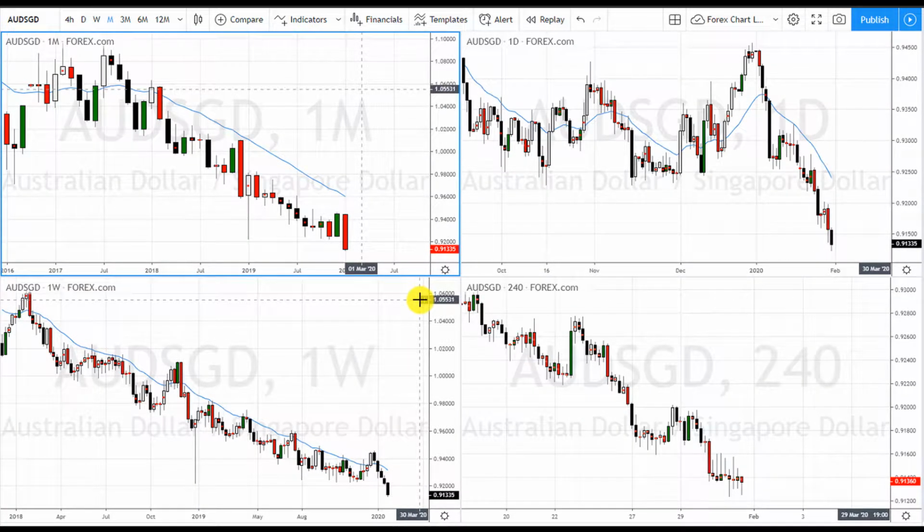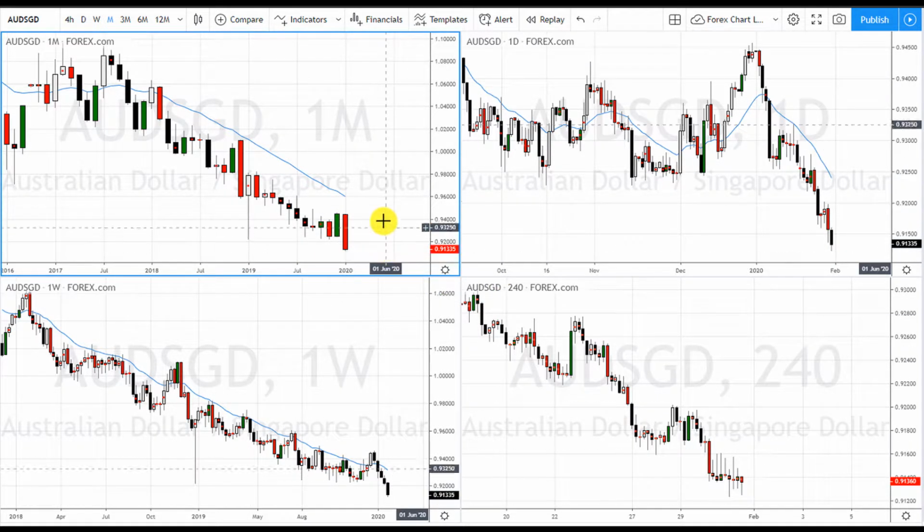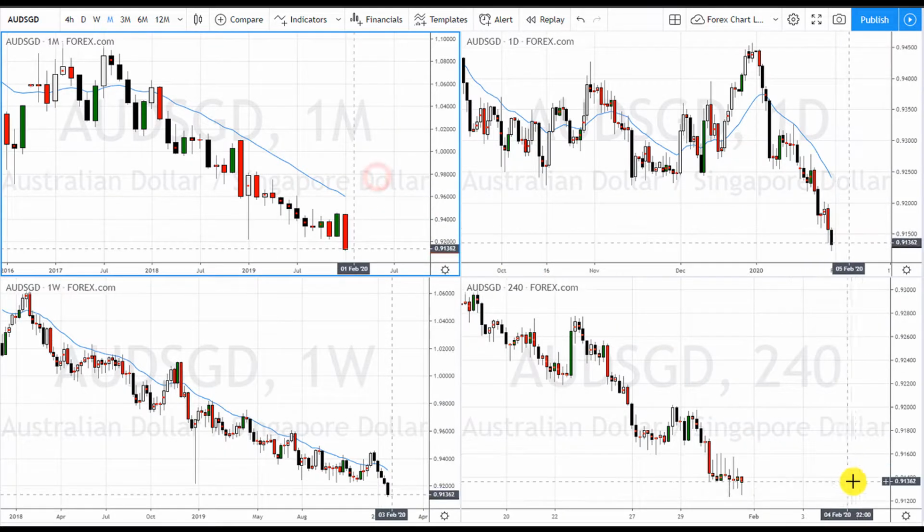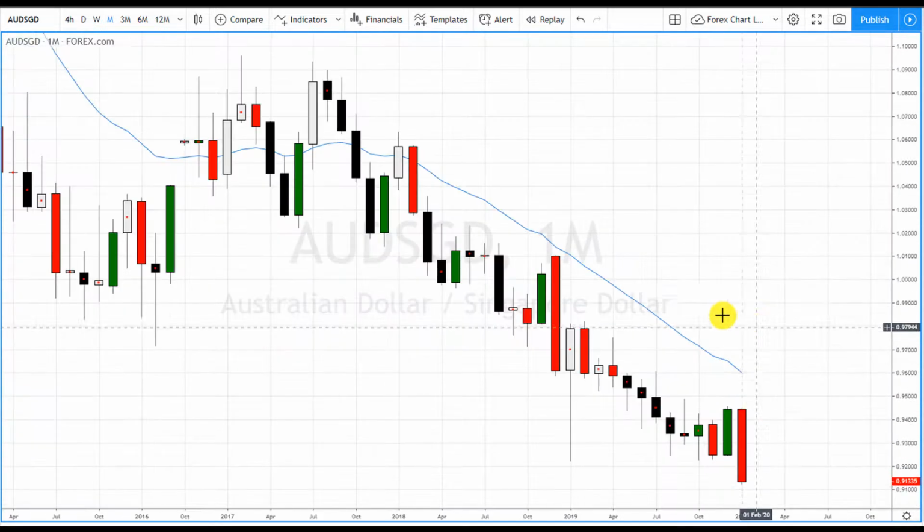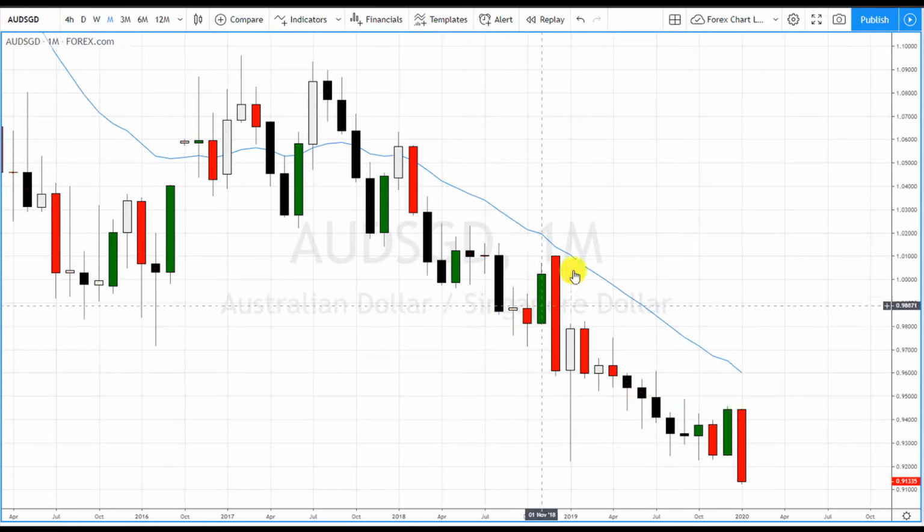Today we're going to take a look at Forex pair Aussie Singapore dollar and see where we can identify the supply and demand zones. On the monthly, this is what we have. We have a clear downtrend. Price has been dropping for a few years now.